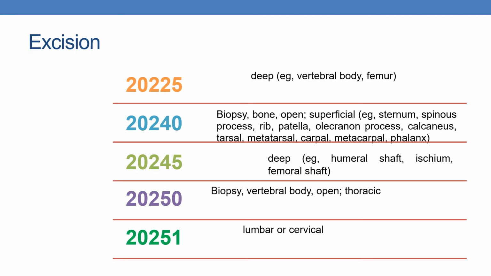The next is 20225, biopsy bone deep. For example, vertebral body or femur. The next is 20240, biopsy bone open, superficial, which includes sternum, spinous process, ribs, patella, olecranon process, calcaneus, tarsal, metatarsal, carpal, metacarpal, phalanx. The next is 20245, biopsy bone open deep, which involves humeral shaft, ischium, femoral shaft. The next is 20250, biopsy vertebral body open thoracic. The next is 20251, biopsy vertebral body open lumbar or cervical.